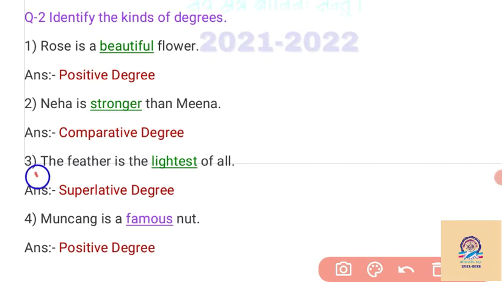Then third sentence, the feather is the lightest of all. So seeing the lightest, that is the superlative form of the adjective light. So our answer is superlative degree, as "the" is given here. By seeing "the" before the adjective, we can say that it is superlative degree. Then fourth example, mooncake. Mooncake is a famous nut. So we are not comparing mooncake with other nuts. So by seeing the adjective famous, we can say that our answer is positive degree.